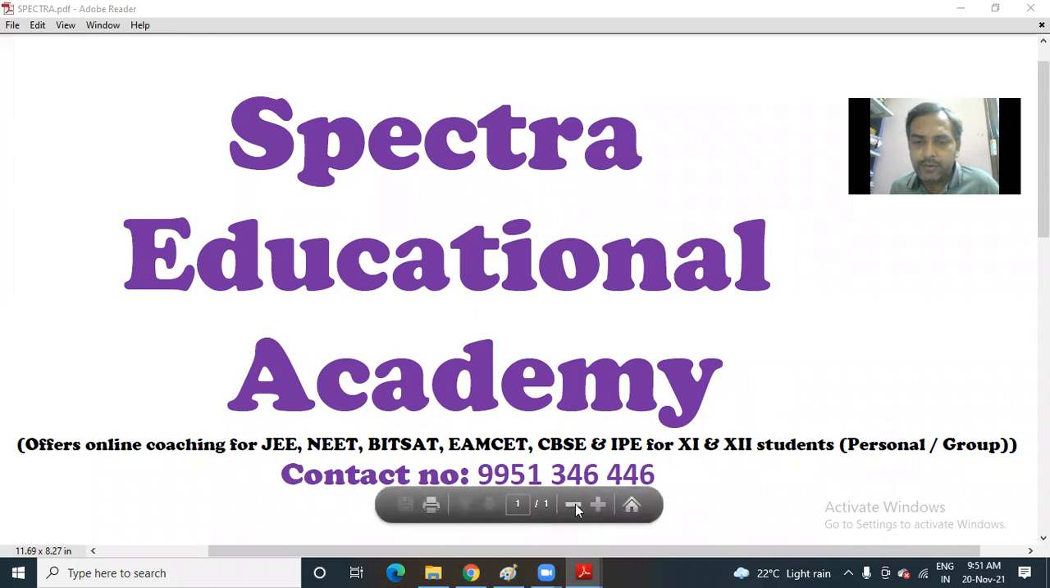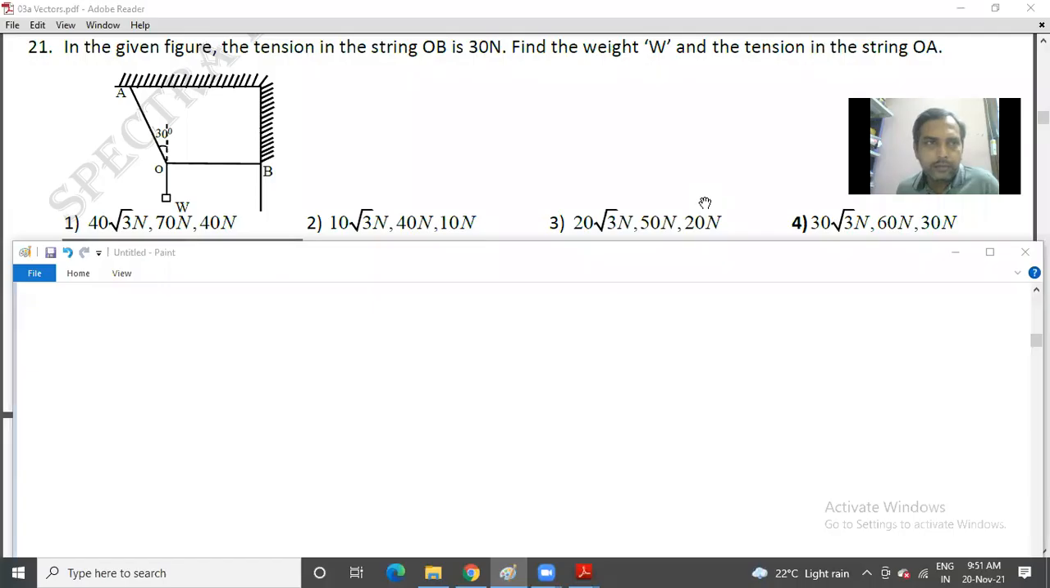In this video, I am going to explain numericals on Lami's theorem. This is the question. In the given figure, the tension in the string OB is 30 newtons. Find the weight W and the tension in the string OA. So first let me draw the diagram given.